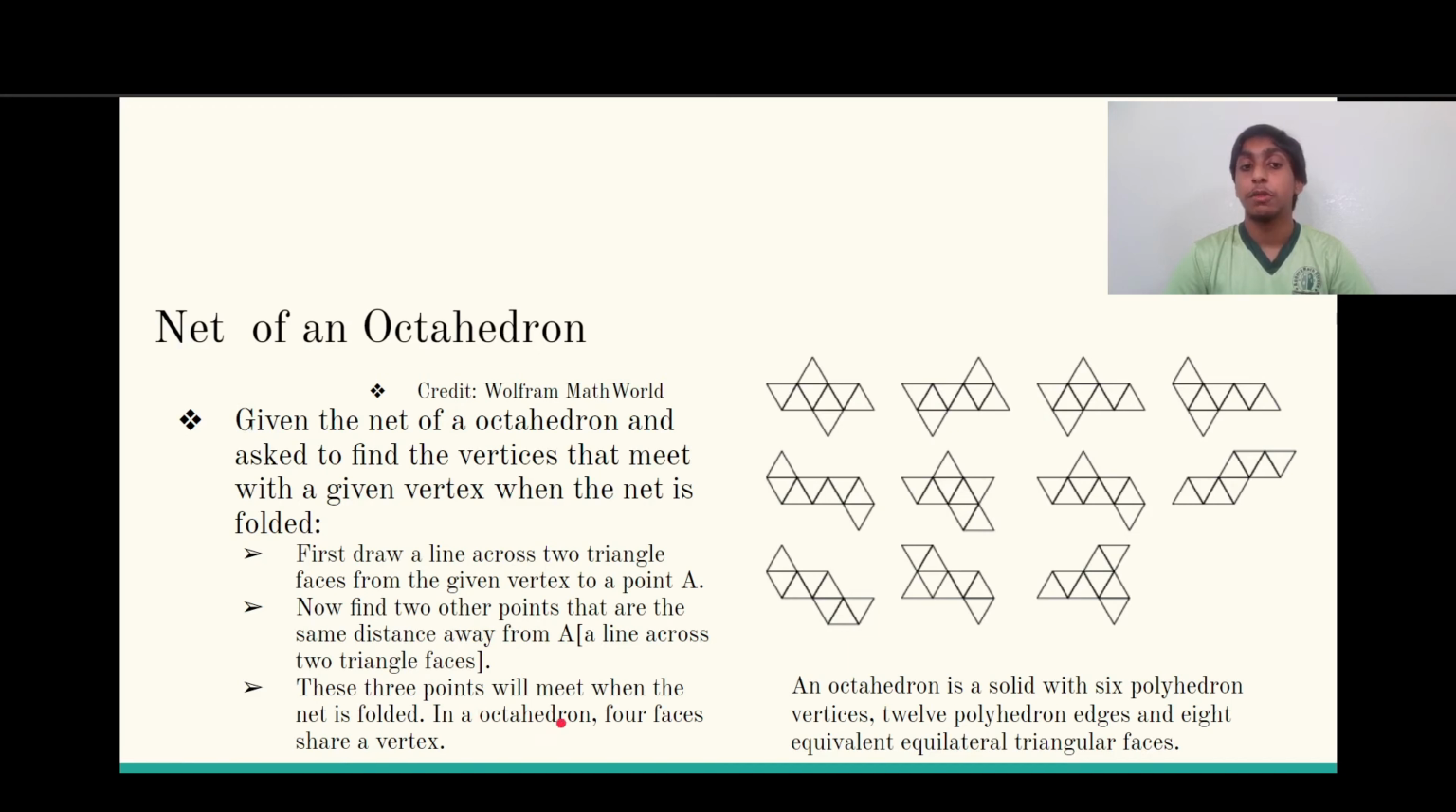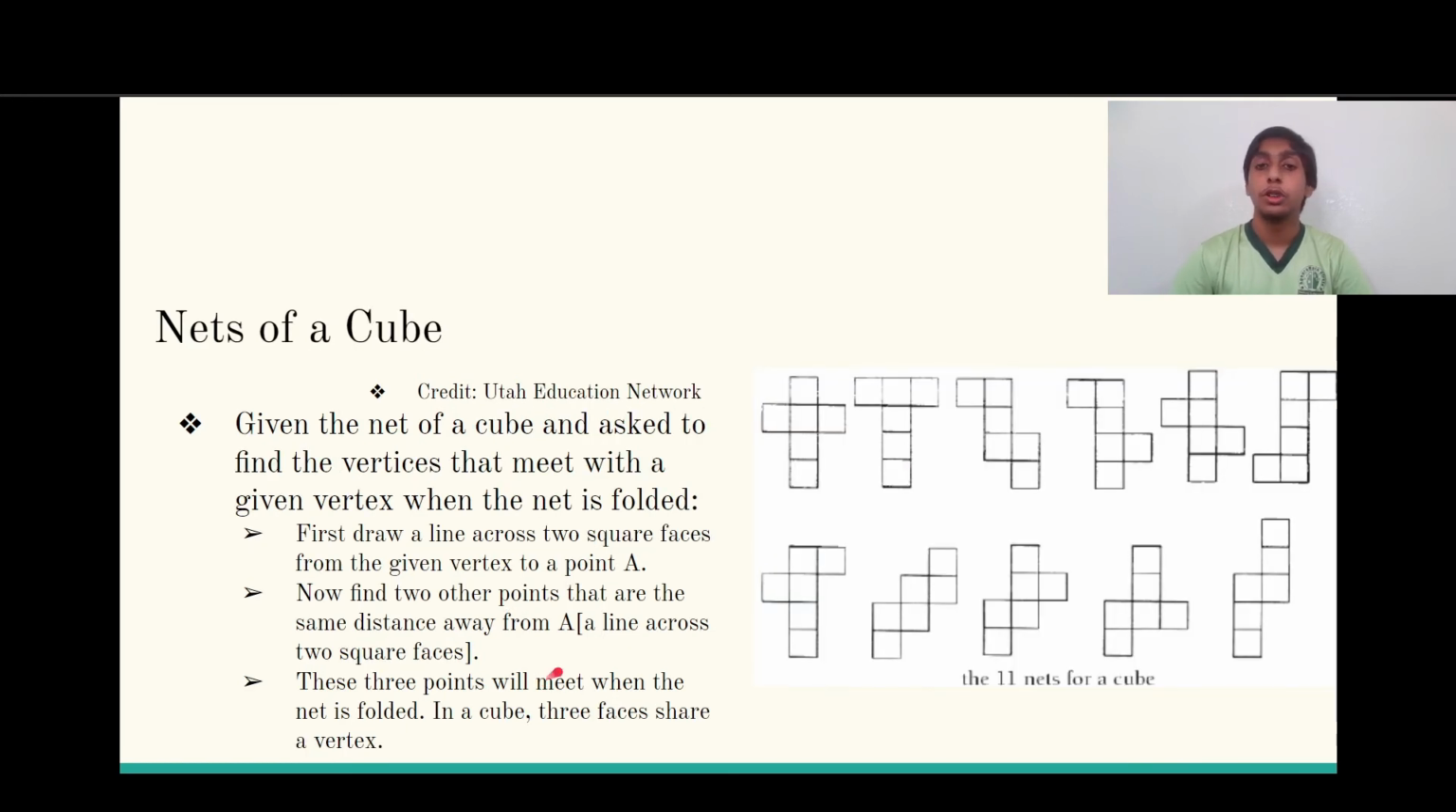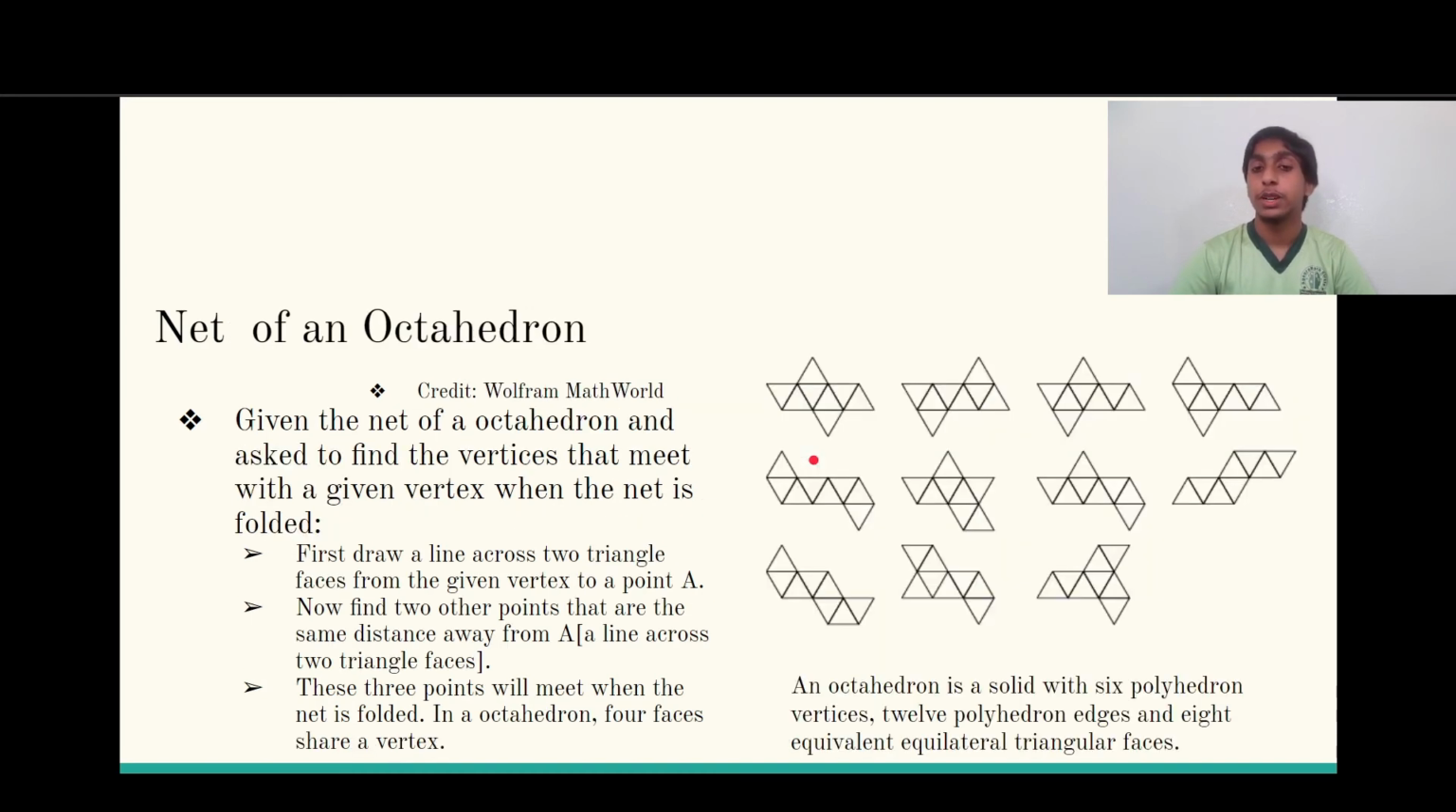In an octahedron, 4 faces will actually share a vertex. So basically, for both the net of an octahedron and of a cube, we're going to be given a vertex. From that vertex, we're going to find a point that is 2 square faces away, then find 2 other points that are also equidistant from that, and you know that the vertices you just found will all meet together.